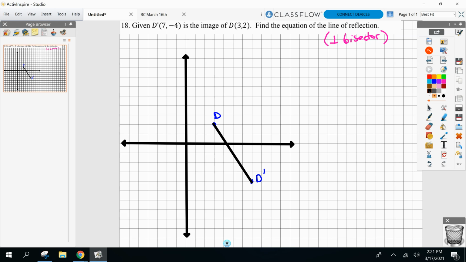All right, so let me take care of the perpendicular part first. I'm going to have to do slopes, right? Perpendicular lines have slopes that are negative reciprocals. First thing I'll find, and this is exactly why I graphed it, let's find the slope of DD prime. You can do it one of two ways. You can plug in the coordinates to y2 minus y1 over x2 minus x1. Or, this is why I graphed it, you could also do rise over run.